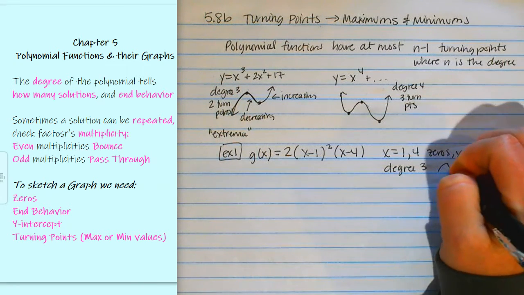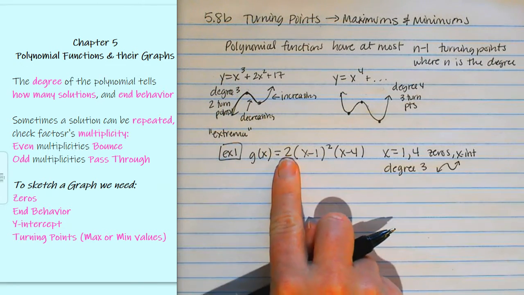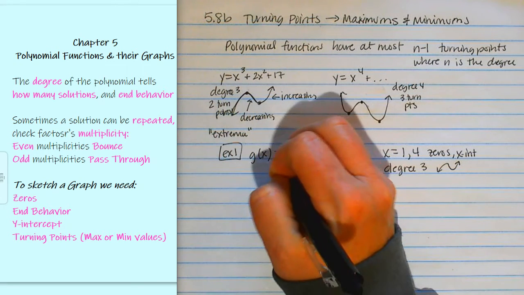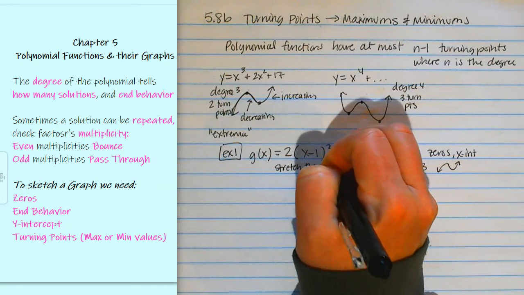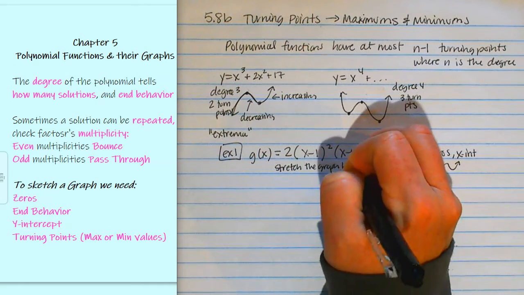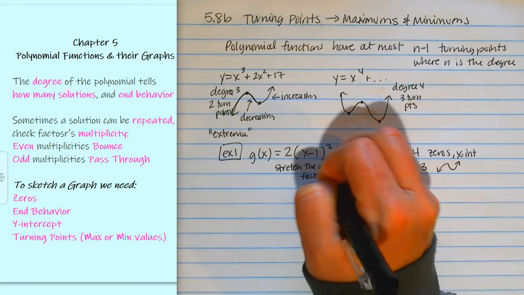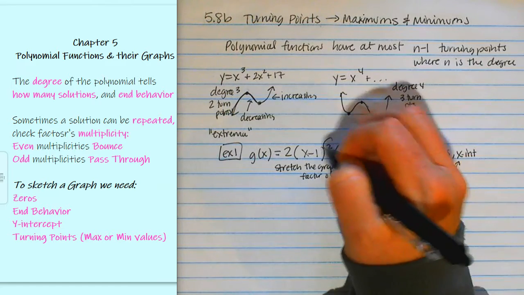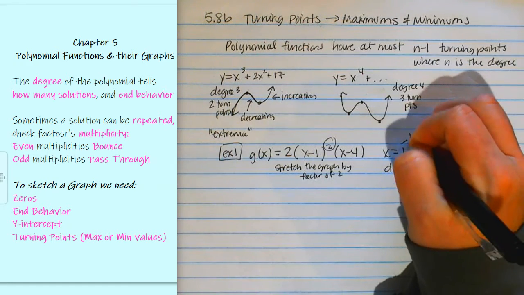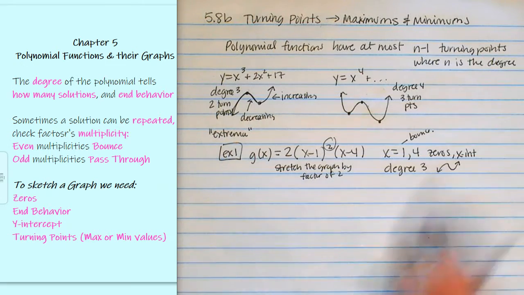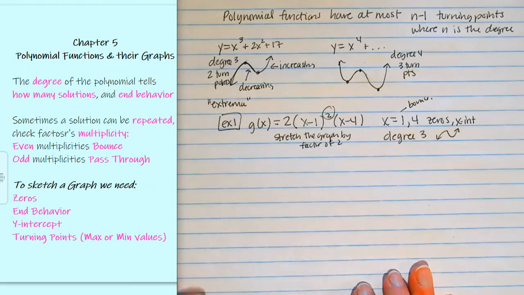So it's going to look like this. This 2 in the front is not a zero. It does stretch our graph by a factor of 2. And we learned that this 2 means it has a multiplicity. It's going to bounce at 1. Okay, so let's give a quick sketch for this.